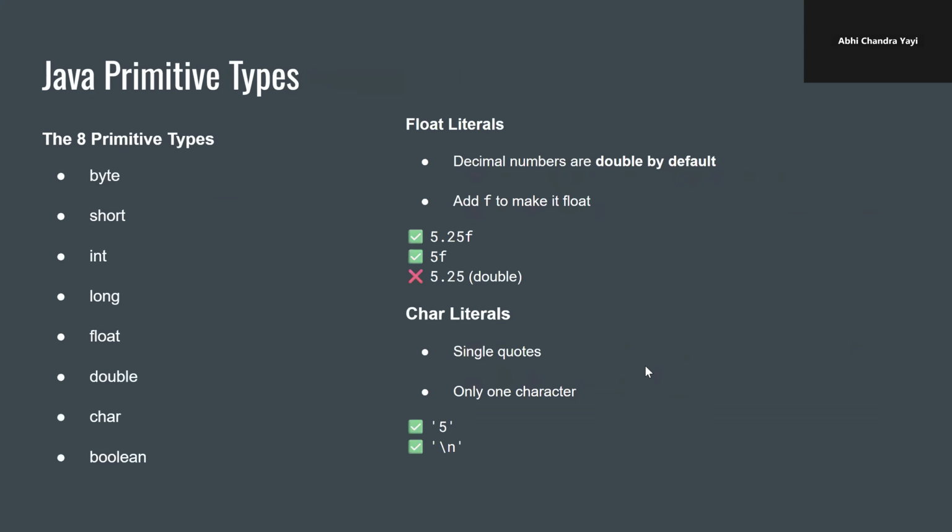Okay, Java primitive types. So Java has 8 primitive data types. They are byte, short, int, long, float, double, character, and Boolean.